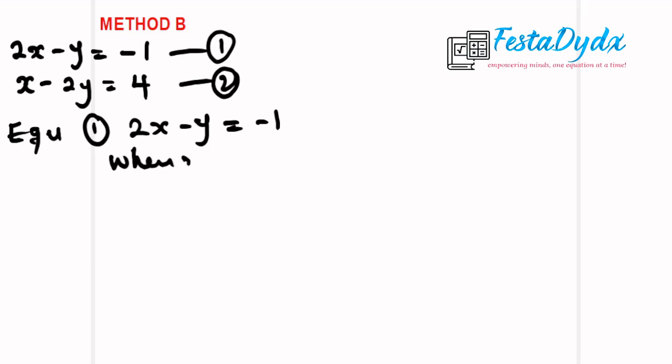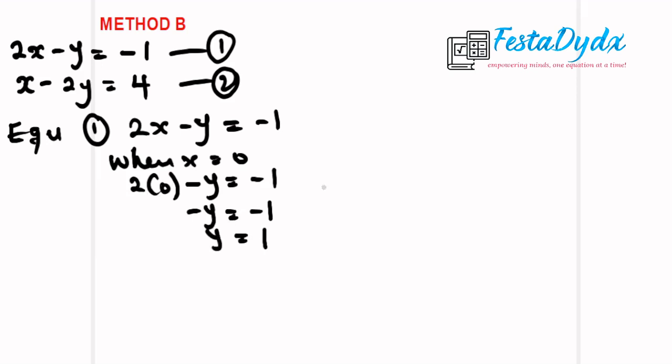So now, let's say when x is equal to 0. Now this becomes 2 into bracket 0 minus y equals to minus 1. So 2 times 0 is 0, so x is gone like that. Now we have minus y equals to minus 1, and what we are looking for is just y. So y is equal to 1. So now you agree with me that when x is 0, y is 1. Remember x and y are coordinates.